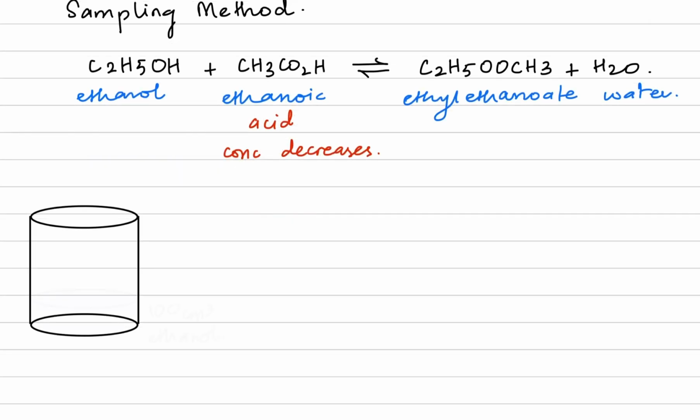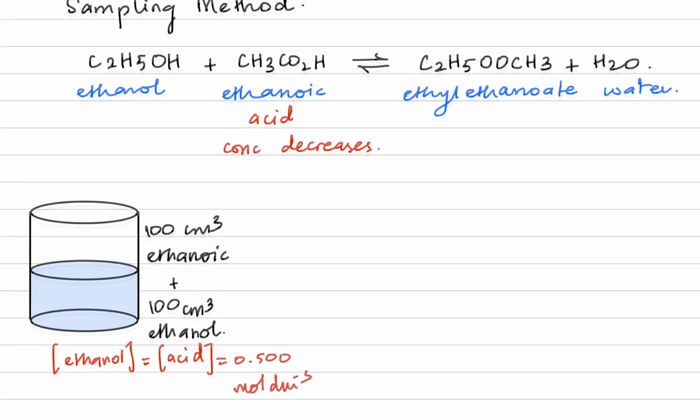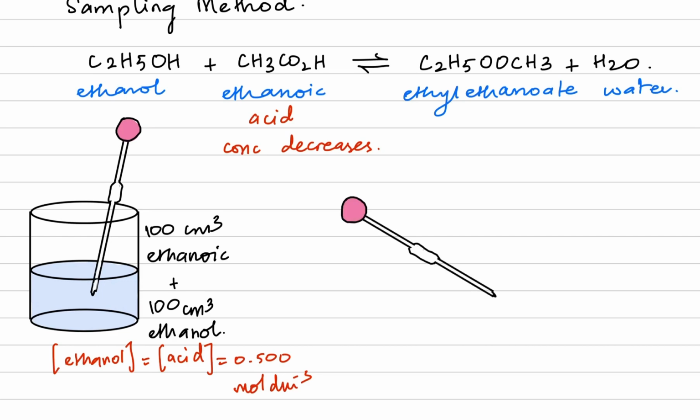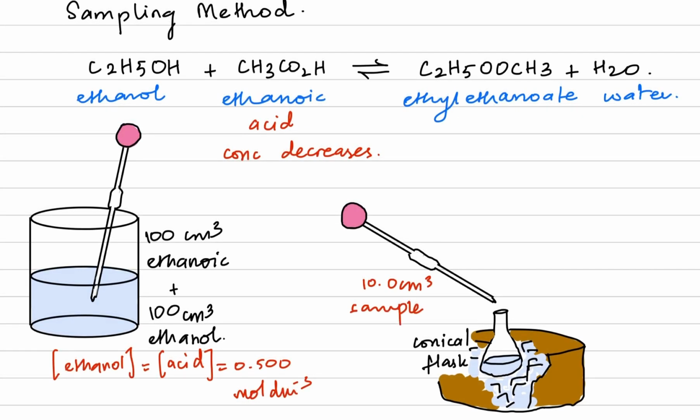So what I'm going to do is take a beaker with 100 cm³ of ethanol and 100 cm³ of ethanoic acid. The concentration of both reactants is the same, and let's suppose it's 0.500 mol per dm³. I'm going to pipette out 10.0 cm³ of the sample. I'm going to put it in a conical flask at exactly, let's suppose, 5-minute intervals. In the conical flask, I'm going to transfer this sample and put it in an ice bath.